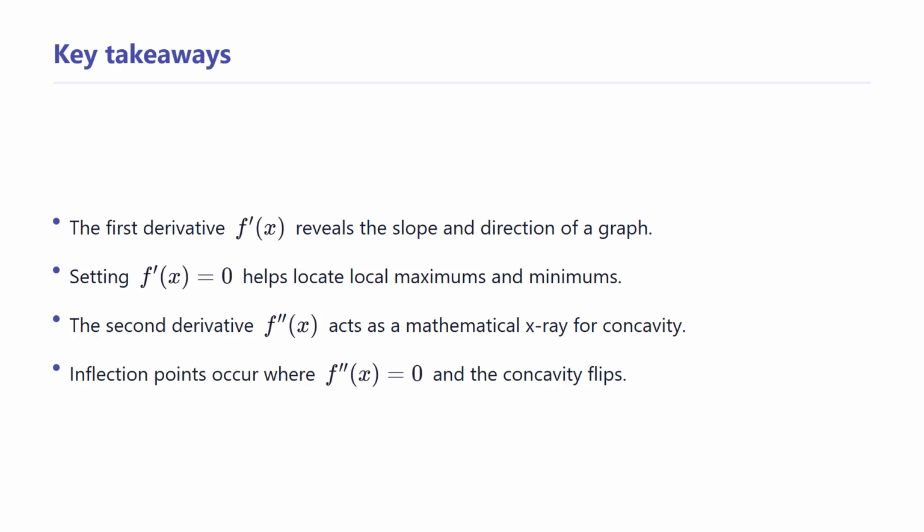We have covered a lot of ground today. Let us review the most important ideas. The first derivative is your ultimate tool for understanding direction, telling you exactly where a function is climbing or falling. By finding where it equals 0, you can pinpoint absolute peaks and valleys. The second derivative goes deeper, acting as a mathematical X-ray that reveals the underlying curvature and structural bending of the graph. Together, these two derivatives give you a complete, powerful toolkit to sketch and interpret any mathematical graph perfectly. You have now mastered the art of reading the hidden stories told by curves.